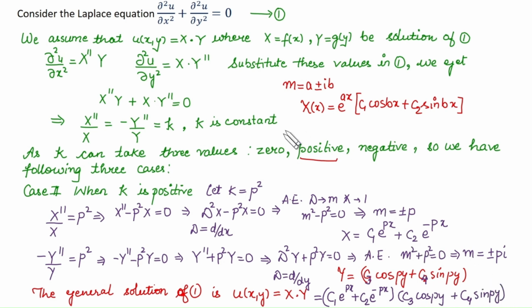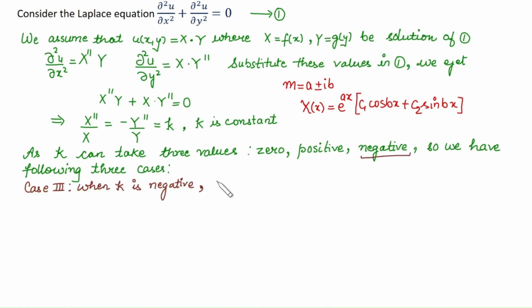So this is the solution we are getting in the second case, where we have taken k as positive. Now consider the case when k is negative. So consider k equal to minus p square, where p is a real number and the square of a real number is positive. Here, with the negative sign, this quantity is always negative.